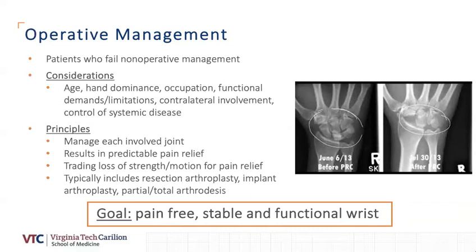And some basic principles you want to abide to when you do surgery for wrist arthritis is you want to manage each involved joint. And then you really want to counsel the patient that this surgery is to improve their pain. And at the price of that, they will be trading a loss of strength and motion for that. And you just really want to make sure that patients are aware of that. And different options that we have here are resection arthroplasty, implant arthroplasty, or partial arthrodesis. And so really the goal of these surgeries is to have a pain-free, stable, and functional wrist.